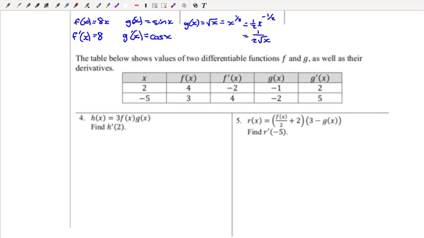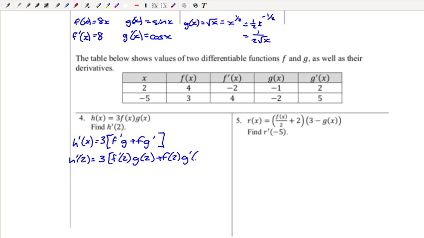So first I'm going to just write out what the general derivative would be, and then I'm going to figure out exactly what it will look like at 2. So then h prime of x, I'm just going to keep that 3 in front as like a constant multiple and take the derivative of this part. Now this is already written f of g, so this is going to be f prime g plus f g prime. And when I want to find that h prime of 2, then it's going to be 3 f prime of 2 g of 2 plus f of 2 g prime of 2.